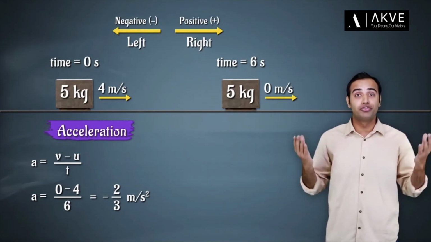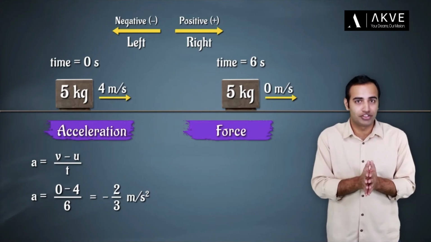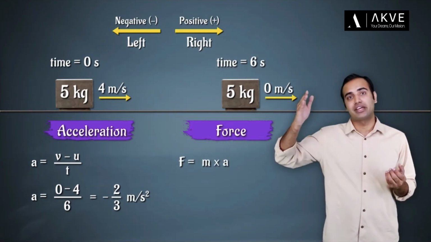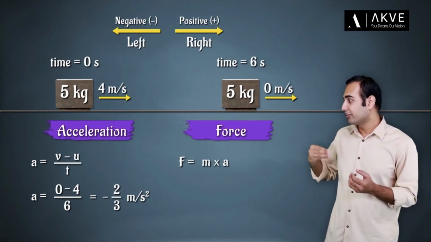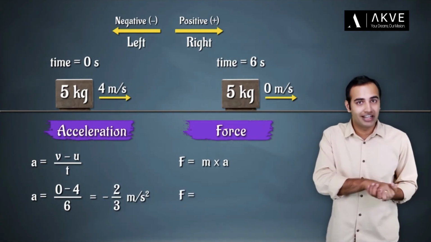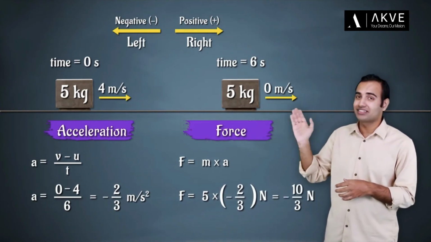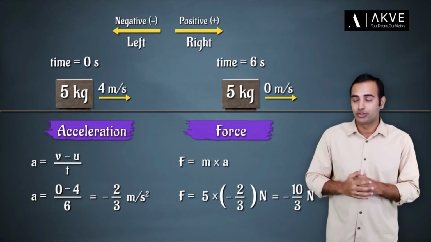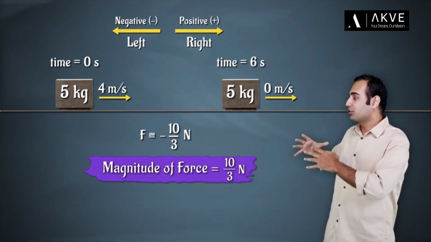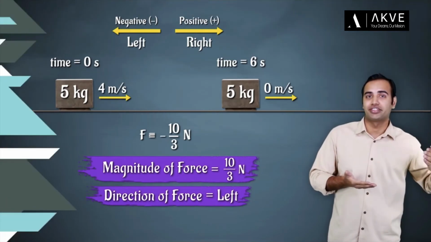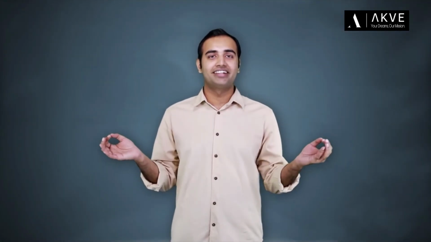Now the value of force is pretty easy to calculate once we got the value of acceleration, because force is nothing but mass times acceleration. Now once we put the value of m and a over here, we get the expression as 5 times minus 2 by 3 or minus 10 by 3 newtons of force. So over here we can say that the magnitude of force was 10 by 3 newtons and its direction was left.